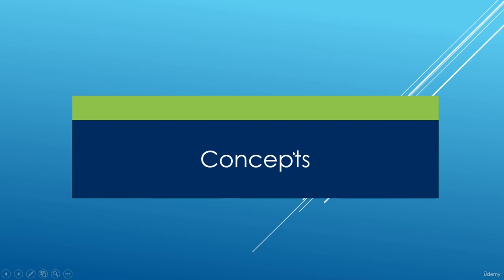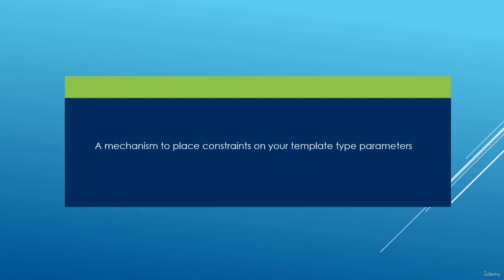In this lecture, we're going to learn about concepts. Again, concepts are a mechanism we have in place in C++20 to place constraints on our function templates. For example, we can use concepts to specify that we want our function template to only be called with integers or doubles or strings or whatever, and when somebody violates our concept, they're going to get a compiler error.